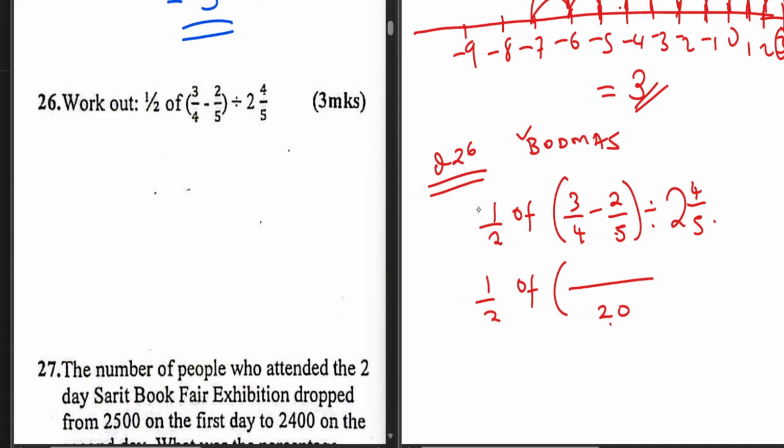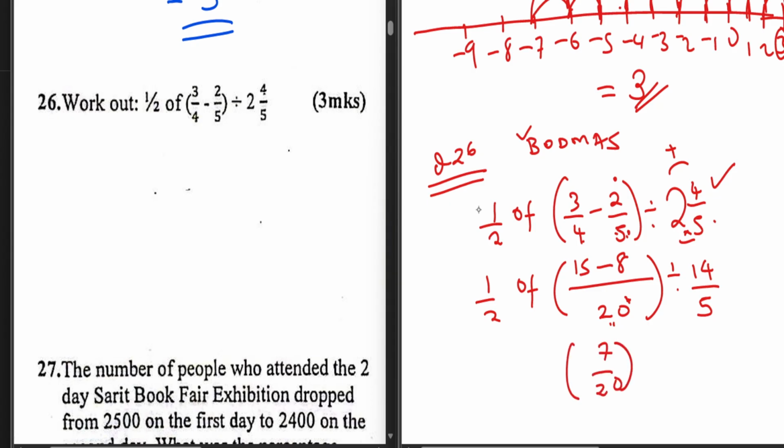So 20 divided by 4 is 5. 5 times 3 is 15. 20 divided by 5 is 4. And 4 times 2 is 8. Now let's change this into improper. So 5 times 2 plus 4. 5 times 2 is 10. 10 plus 4 is 14 over 5. Now 15 minus 8 will give you 7 over 20.